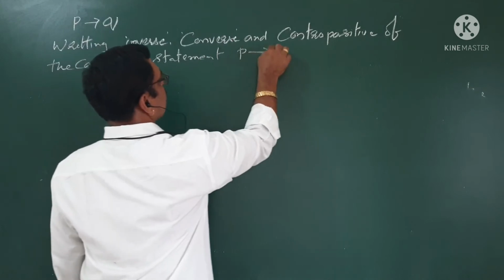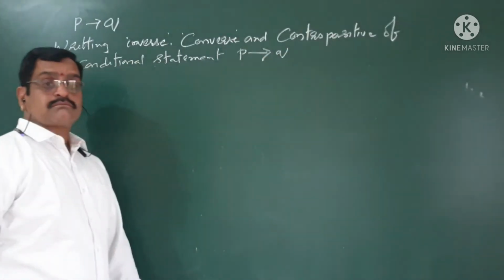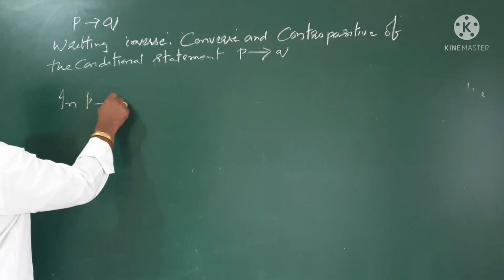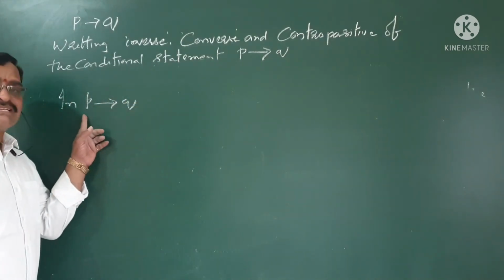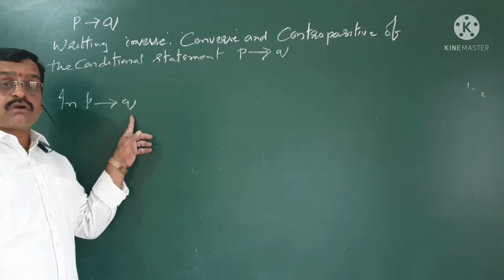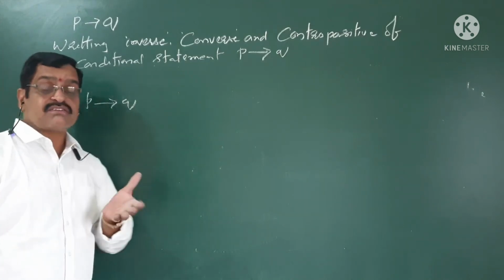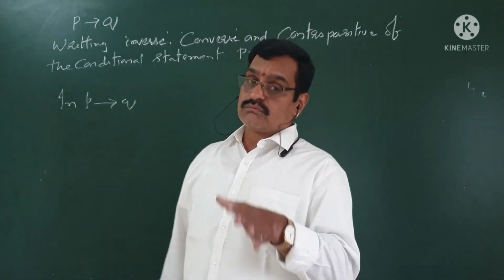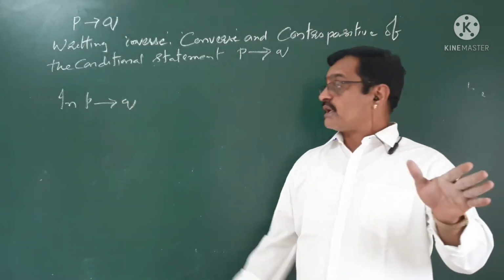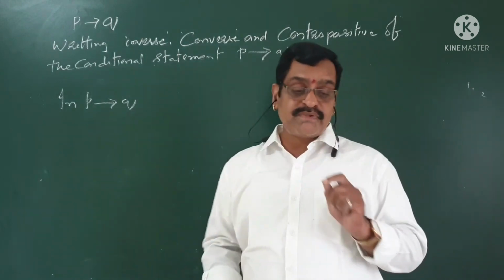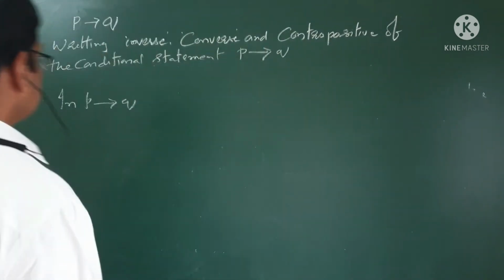Statement P implies Q. You know very well, in P implies Q, P is called antecedent and Q is called consequent, and you know under which conditions P implies Q is true. Please remember the truth table of the conditional statement, you will understand this very easily. Now let me explain one by one.